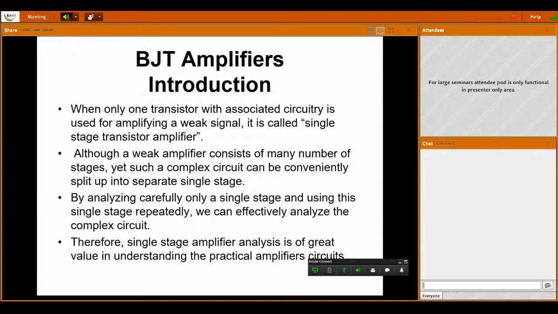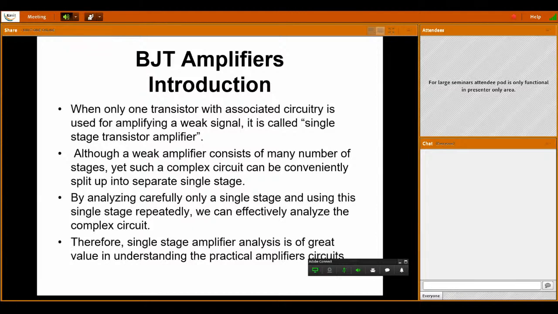Now, by analyzing carefully only one single stage amplifier, we can repeat the same values, because we are taking the same components in the second stage up to the nth stage. So we can effectively analyze the total complex circuit by analyzing a single stage circuit. Therefore, the single stage amplifier analysis is of great value in understanding practical amplifier circuits. So let me first analyze the single stage CE amplifier, the DC analysis as well as the AC analysis.